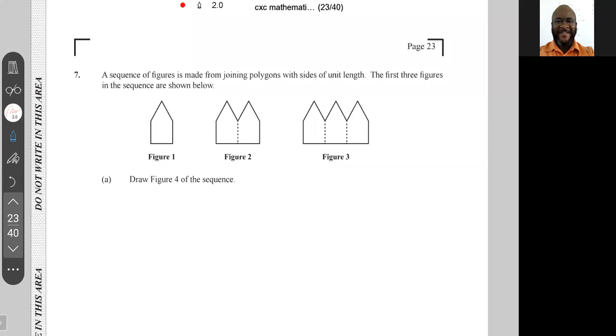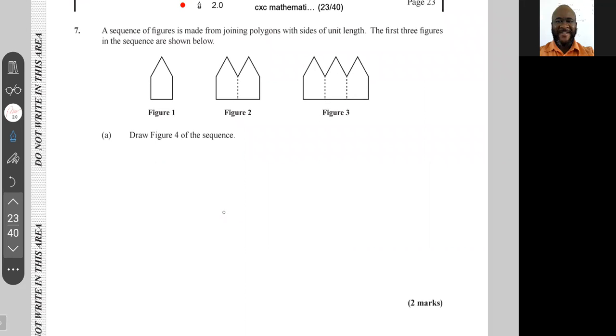All right, so question number 7 says, a sequence of figures is made by joining polygons with sides of unit length. The first three figures in the sequence are shown below. We're asked to draw figure 4 of the sequence. Well, I guess when you're doing the exam, you can try and be nice and neat. I'm gonna just try and do my best to draw it.